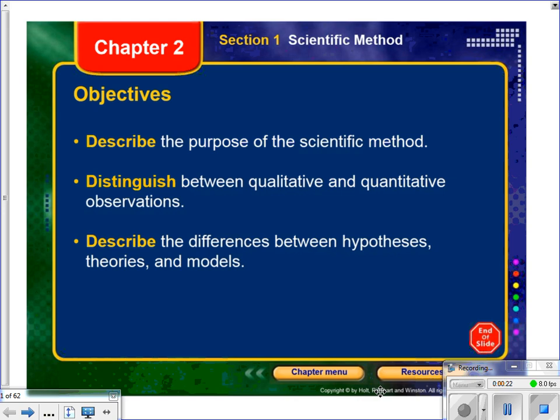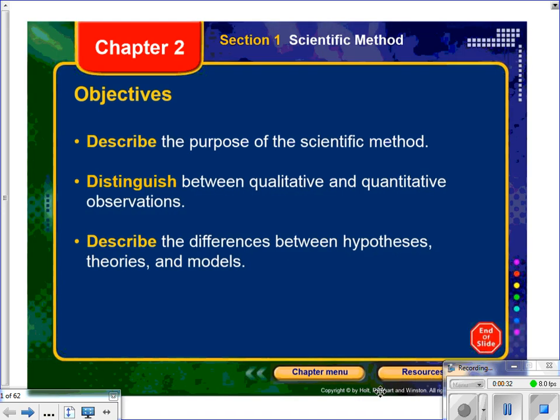All right, so section 1, we're going to talk about the scientific method, quantitative and qualitative observations, and the difference between hypotheses, theories, and models.